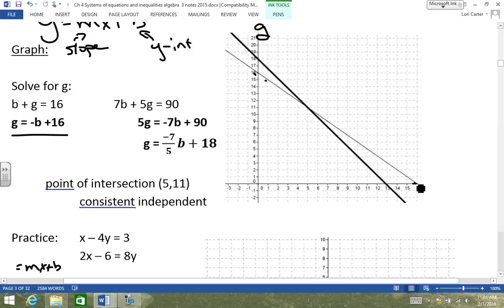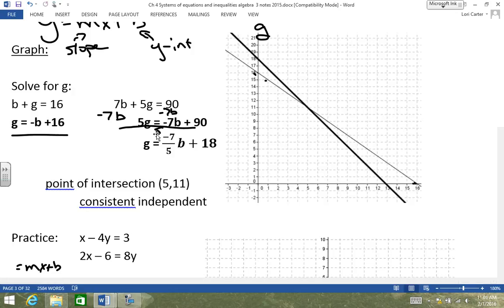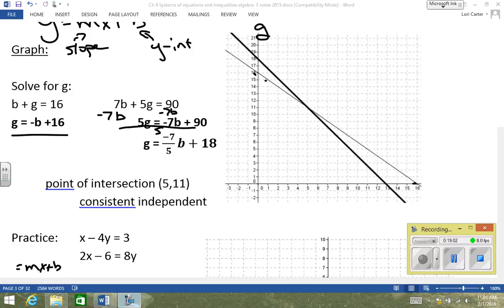Okay, now we do the same thing to the second one. This time I have to also solve for G. So I subtract the 7B, then divide by 5.